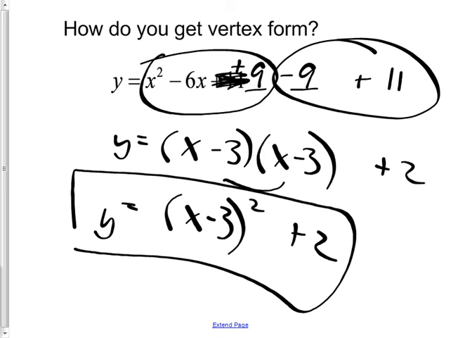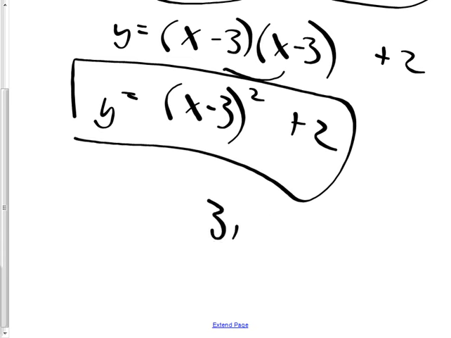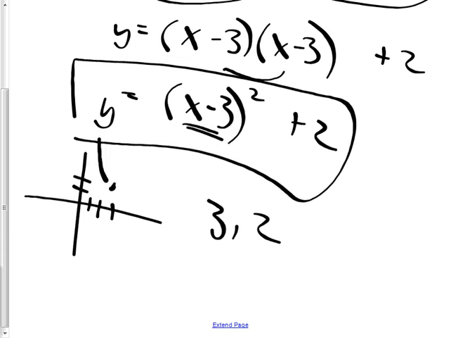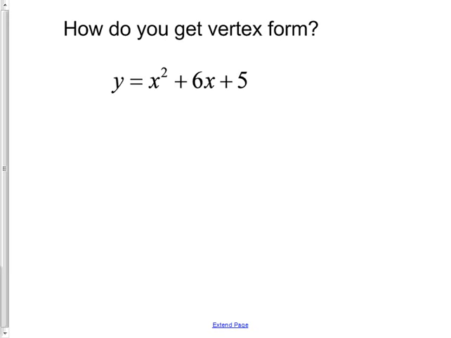Good question. The vertex on this would be 3 comma 2. Notice it's the opposite of what you see in there. It's counterintuitive. That all makes sense. So yes, it would be positive 3, positive 2. It would be like right there, and it would go like that. Make sense? Okay.